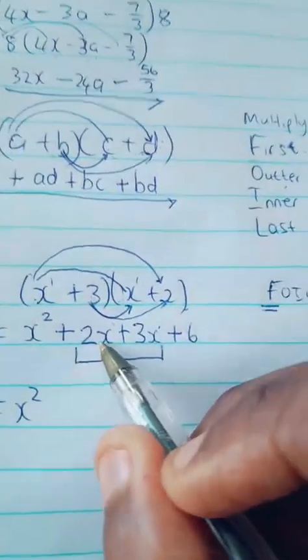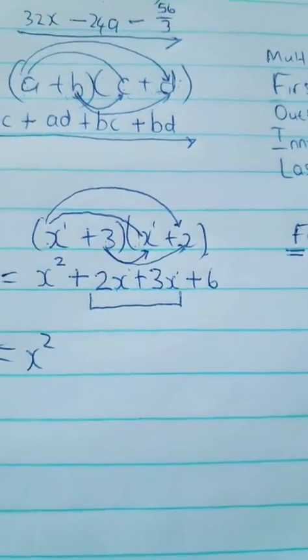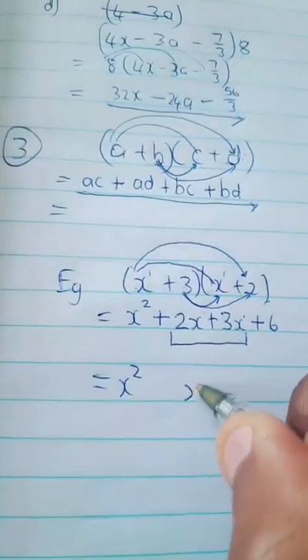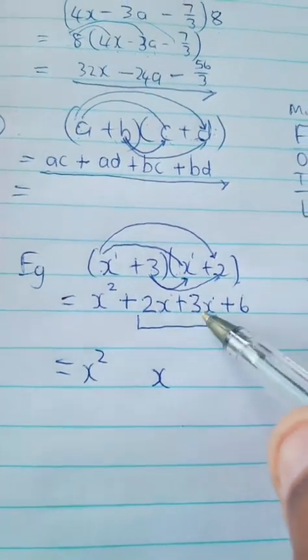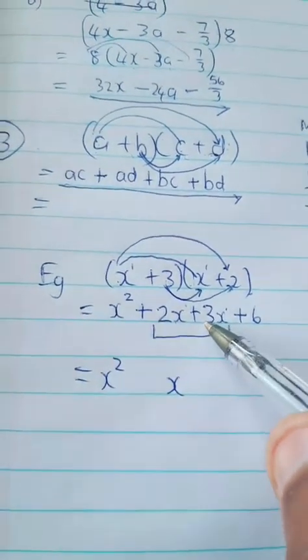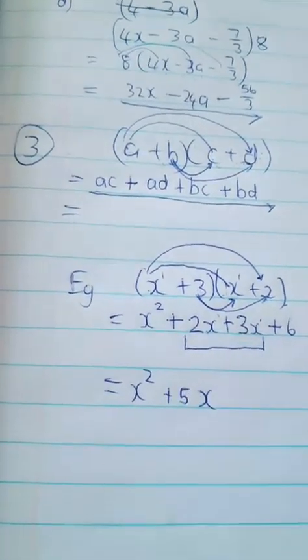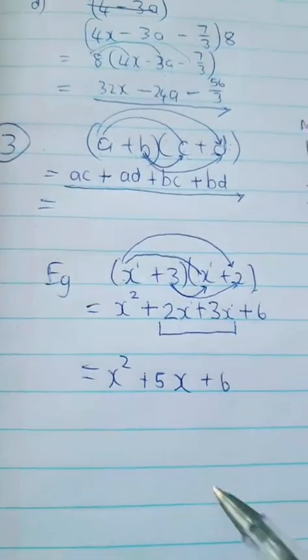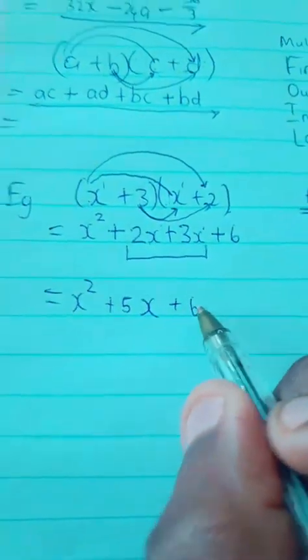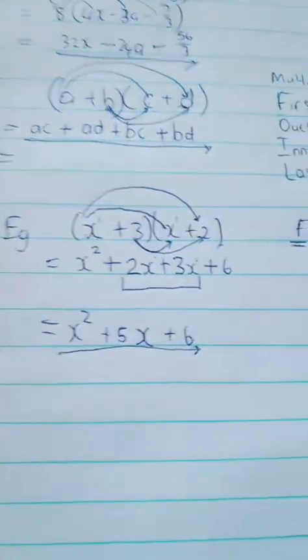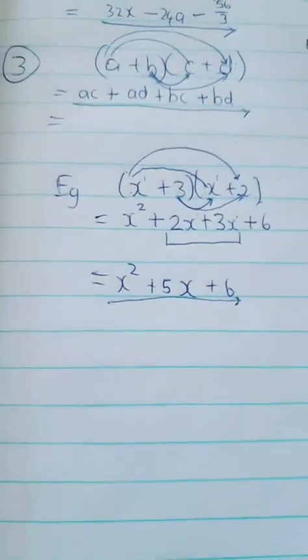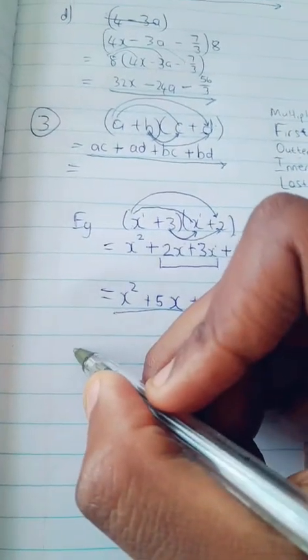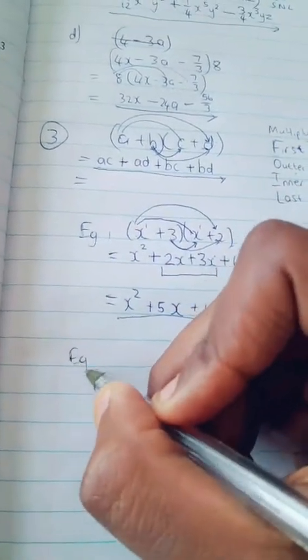X squared, what's 2x plus 3x? The rule when we add like terms is that we keep the variable, we add or subtract the coefficients. The coefficients are the numbers before the variables. So plus 2 plus 3 is going to give me plus 5, and then I have plus 6. So this is x squared plus 5x plus 6. This is a beautiful trinomial that I get, which is my final answer. Are we together? Okay, so that is an example where I have a binomial by a binomial. Okay, let's look at another one.